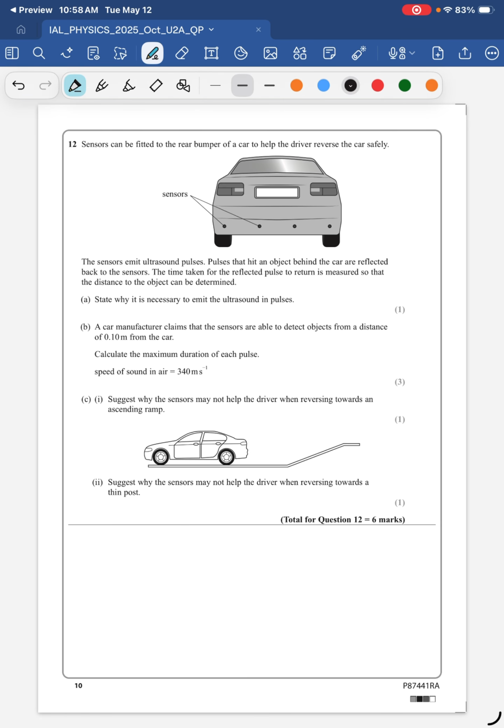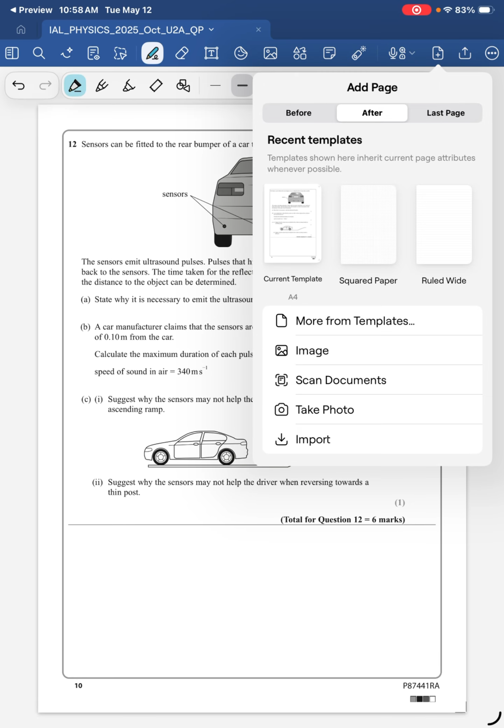Question 12. Sensors can be fitted to the rear bumper of a car to help the driver reverse the car safely. The sensors emit ultrasound pulses that hit an object behind the car and are reflected back to the sensors. The time taken for the reflected pulse to return is measured so that the distance to the object can be determined. State why it is necessary to emit the ultrasound pulses.